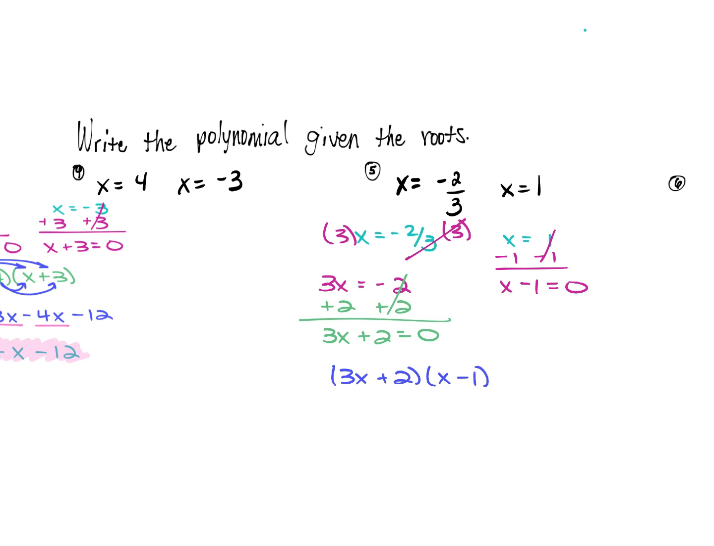From here, FOIL it out. The 3x times x is 3x squared. 3x times negative 1 is negative 3x. 2 times x is 2x. And 2 times negative 1 is negative 2. Combine your like terms. This leaves you with 3x squared minus x minus 2.